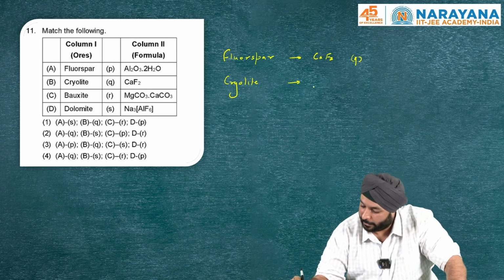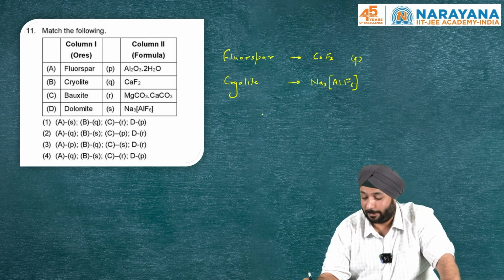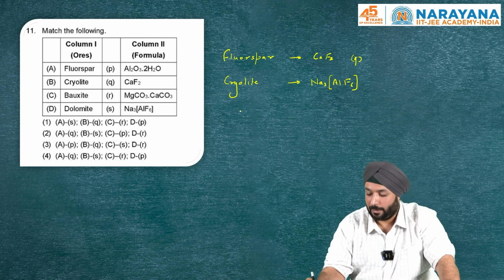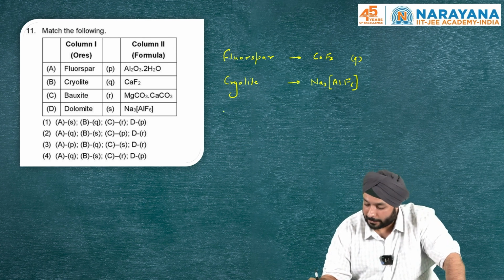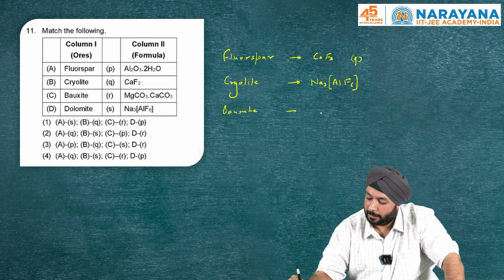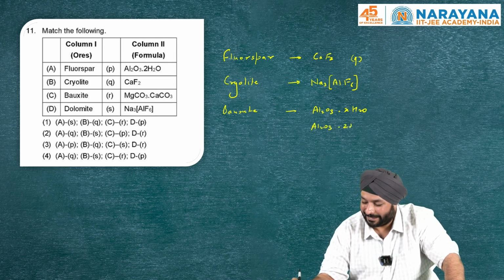That is Na3AlF6. Aluminium has 6 coordination number in that, right? Generally with chlorine it forms 4 coordination number, tetrahedral geometry. With fluorine, fluorine is small, so 6 fluorine can accommodate around Al3 plus. Bauxite, it is your Al2O3 dot XH2O, right? That is 2H2O, which is given to us, right? And dolomite.